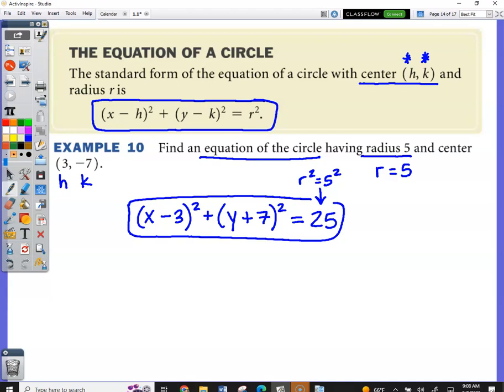Don't make up new math. You can't solve this because you have an x and a y, and we don't solve circles. Right? You think about it. We either graph them or we find the equations for them. All right, two slides left. We're going to practice with circles.